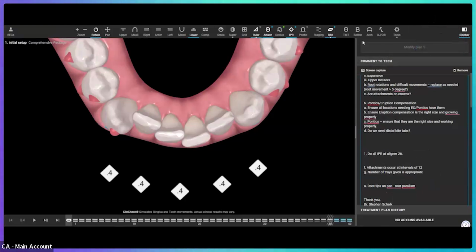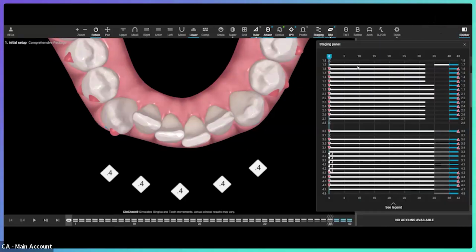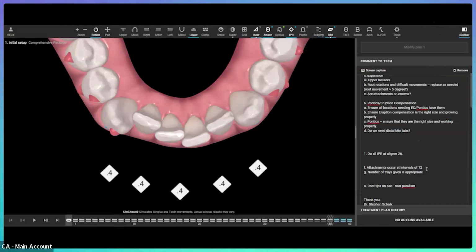Next thing would be attachments. Are there any attachments that are showing up mid-treatment? I can click on my staging feature to see this. So you can see that there's no red triangles appearing in the middle of treatment. So they're not putting any attachments on halfway through because that's super inefficient. And I hate it when they do that.